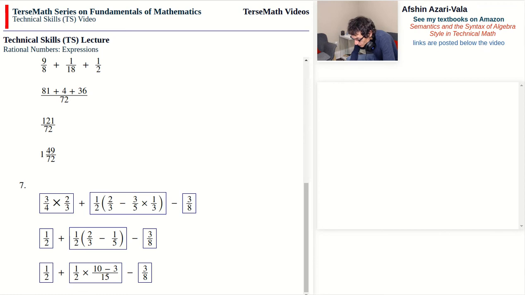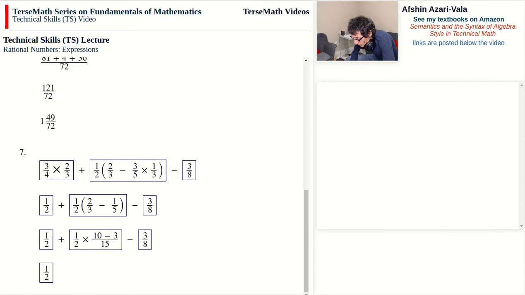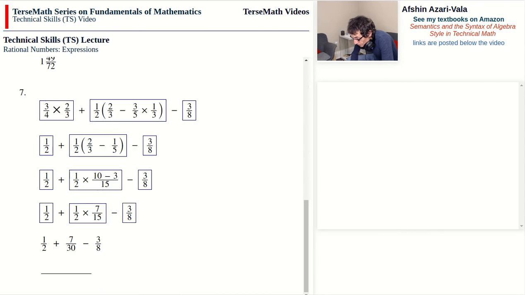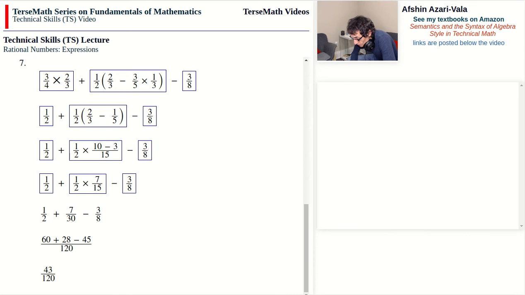All right, we finished the top, 10 minus 3, and that gives us 1/2 plus 1/2 times 7 over 15 minus 3/8. One more thing to do before this middle term is done. Nothing reduces, and so we multiply the top numbers to get 7 and the bottom numbers to get 30, minus 3/8. The least common denominator is 120, and then in sequence we divide by the bottom, multiply by the top. 120 divided by 30 is 4. 4 times 7 is 28. And 120 divided by 8 is 15. 15 times 3 is 45. We arrive at 43 over 120.